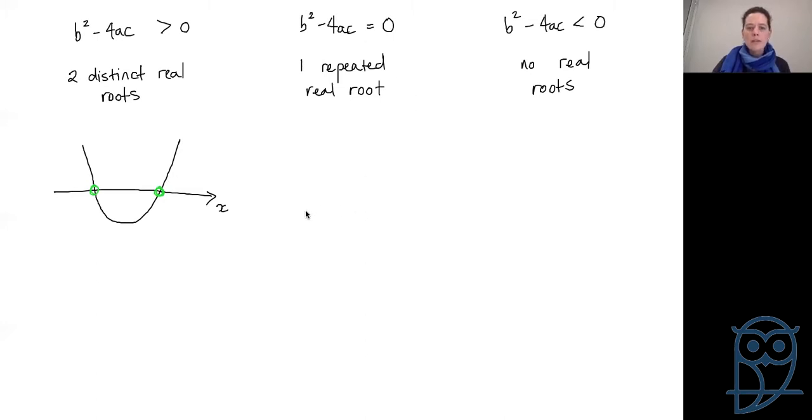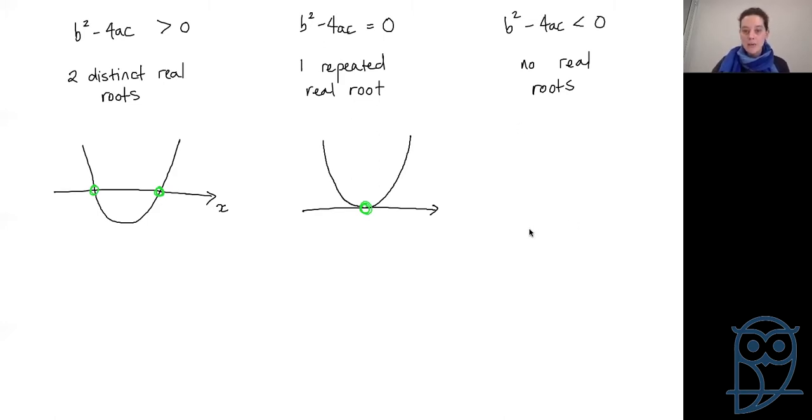One repeated real root. Where is it going to be? It's going to be sitting up here. So we've got an answer. We get an x equals something, but that something happens twice. So it happens there as we touch that axis.